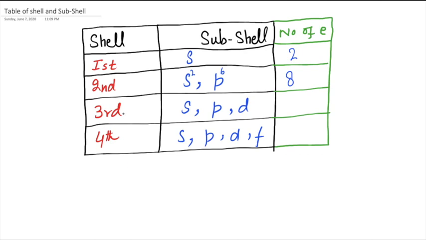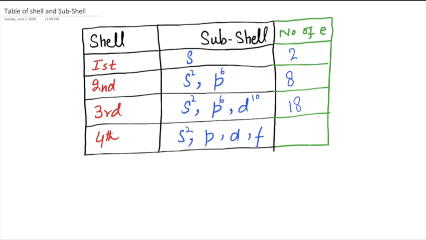In the third shell, 3 subshells are present, S, P, D, and the total number of electrons in the third shell is 18. How? How 18 electrons? S can accommodate 2, P can accommodate 6 electrons, D can accommodate 10 electrons, 10 plus 6 plus 2 is 18 electrons. And in the fourth shell, 4 subshells are present, S, P, D, and F.